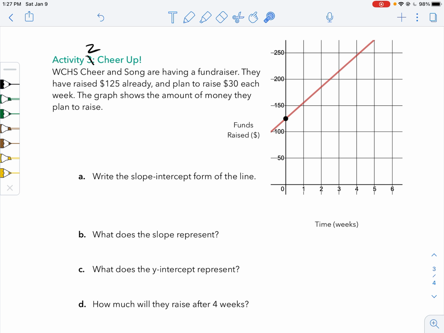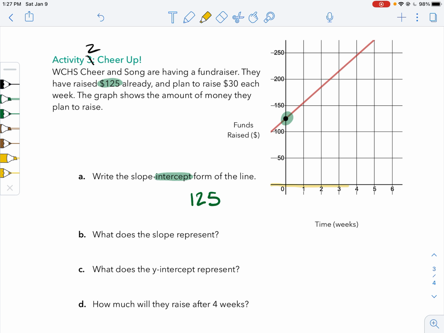Okay, so let's write the slope-intercept form of the line. Remember, the intercept is our starting point. It's where it crosses the y-axis right here. It's where we start. They've raised $125 already, so we know that our intercept is 125. And we also know that they plan on raising $30 each week.